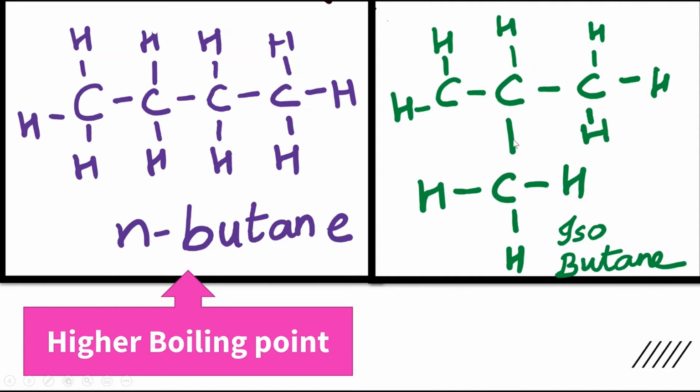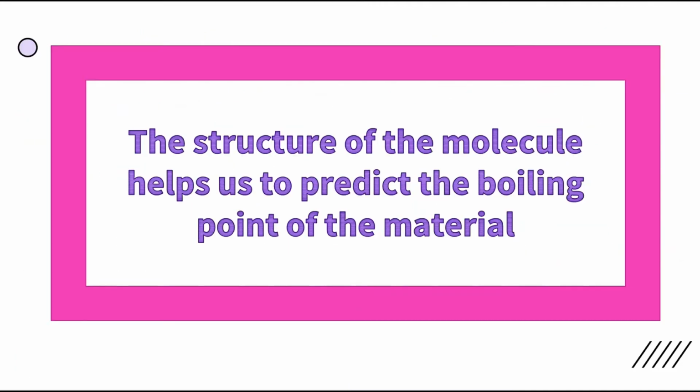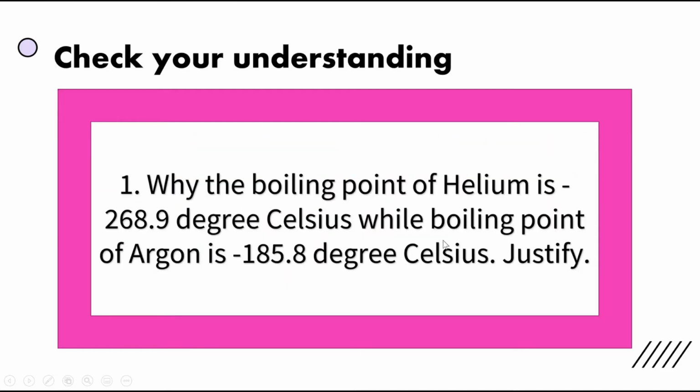So what can you conclude? If the molecule has an elongated structure, it will have a higher boiling point if they both have the same molar mass. So we can also compare two molecules with the help of the molecular structure. To conclude, the structure of the molecule helps us to predict the boiling point of the material.